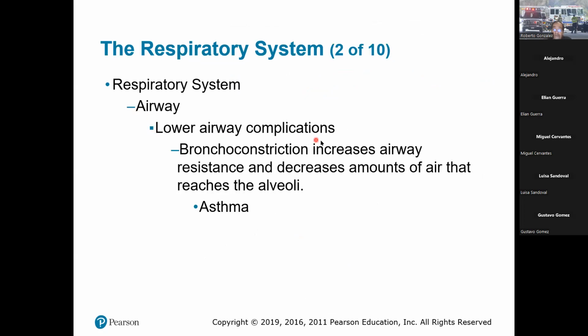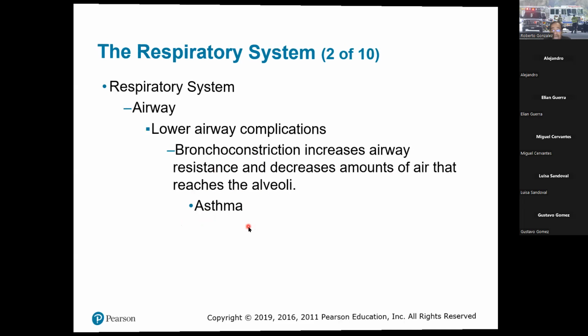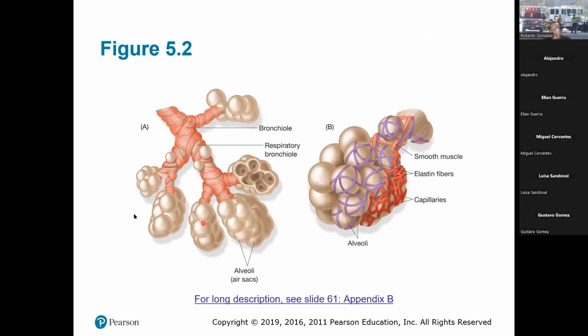The lower airway complications: you have bronchial constriction, which increases airway resistance and decreases the amount of air that actually reaches the alveoli. You can also have asthma, which is about the same thing as bronchial constriction. The only thing is that one's caused by an infection, the other is caused by the body itself. Actually, it can be caused by a whole bunch of things.